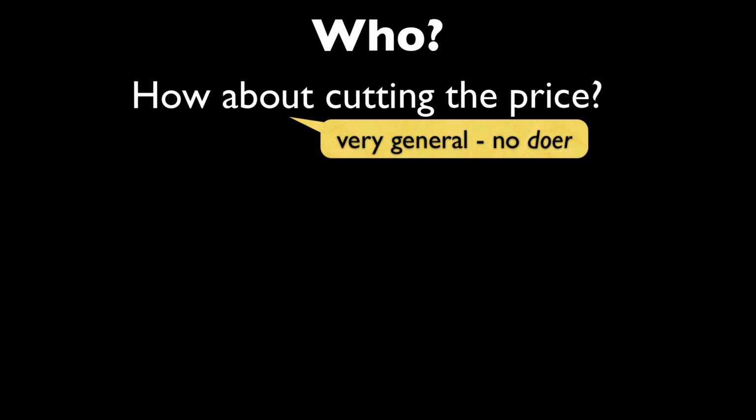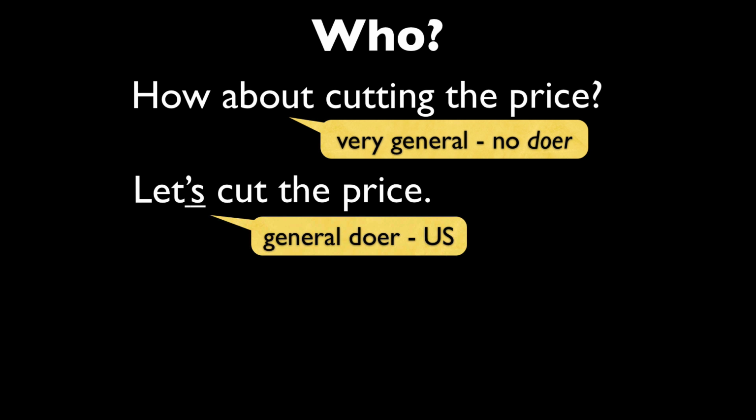An important point is who we're talking about. Have a look at these 3 sentences. How about cutting the price? Here it's very general. We're not saying who should take this action. Let's cut the price. Well, let's means let us. So we're talking in general about we, without saying who exactly should do the job.